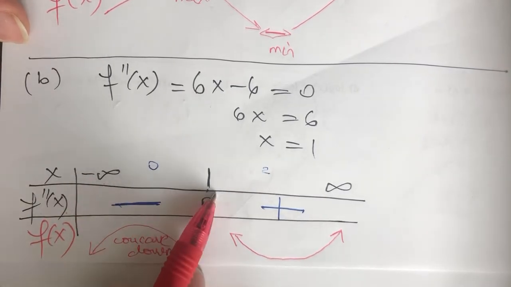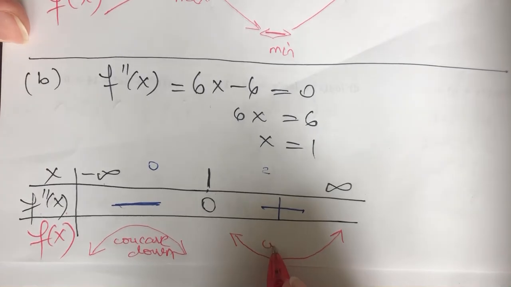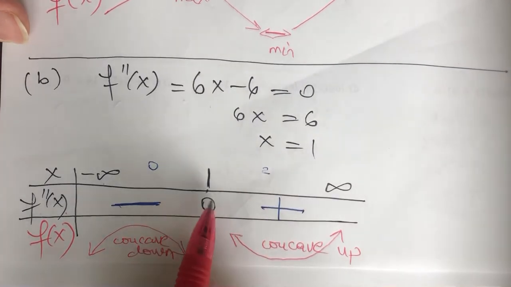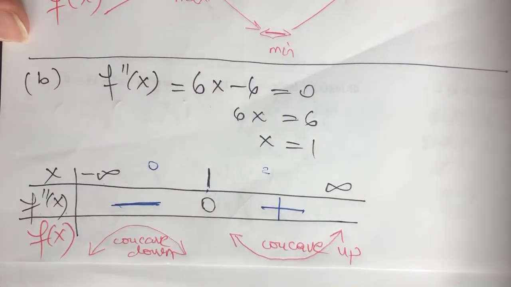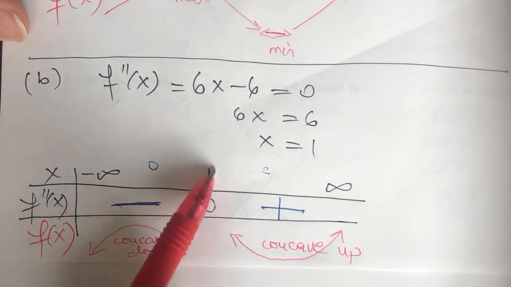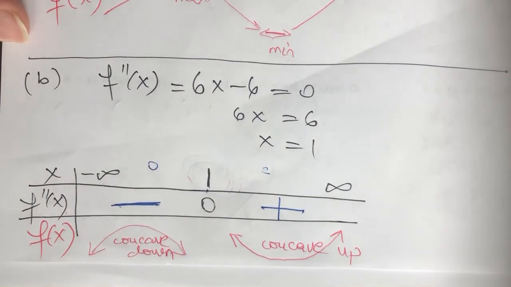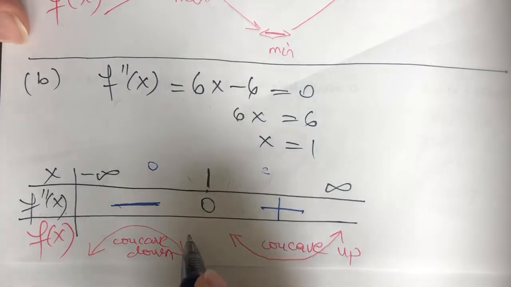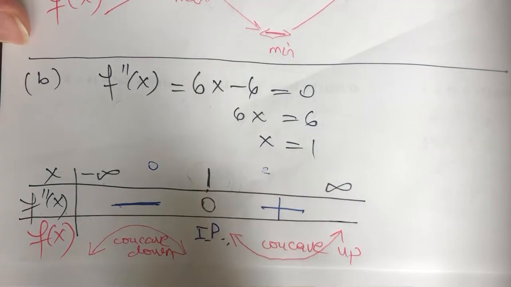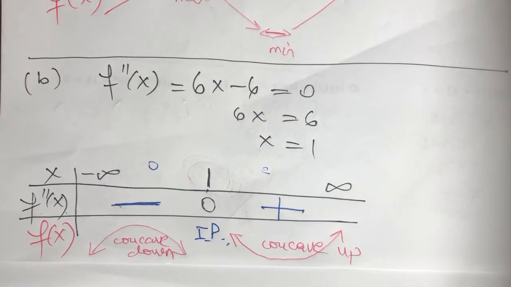from negative infinity up to 1, and it's concave up between 1 and infinity, yes? And because we're changing concavity where x is equal to 1, we are going to get an inflection point here, okay? All right, so here it is.